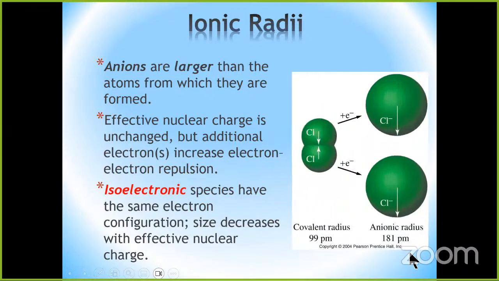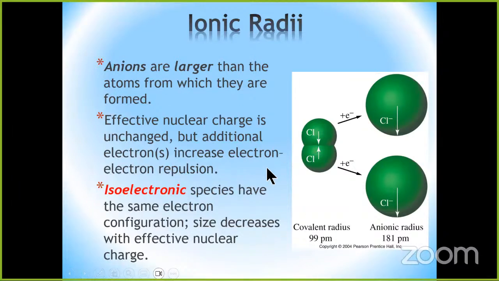Okay, so for example, in the case of the chlorine atom, the size of the chlorine atom is 99 picometers. When it becomes a chloride ion, it becomes 181 picometers. So the ion is almost twice the size of the atom from which it is formed, all right? So that's what happens in the case of anions.